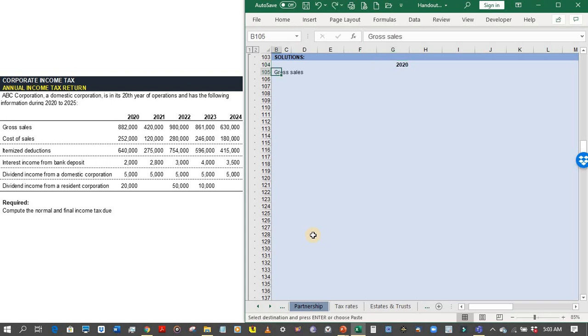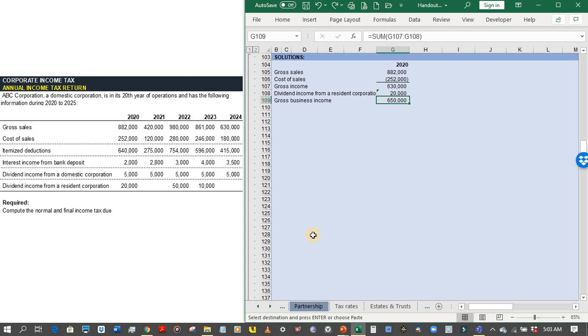So the gross sales is 882,000. Cost of sales is 252,000 pesos. Then the gross income is 630,000 pesos. Then we have a dividend income from resident foreign corporation. So this is subject to normal tax. So this is added to the 630,000 pesos. So that is 20,000 pesos. Then our gross business income is 650,000 pesos.